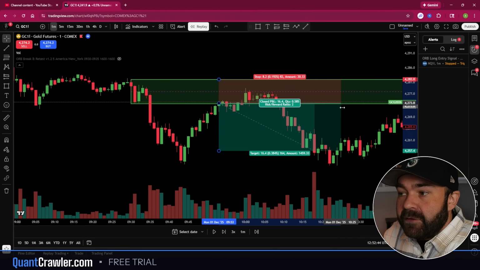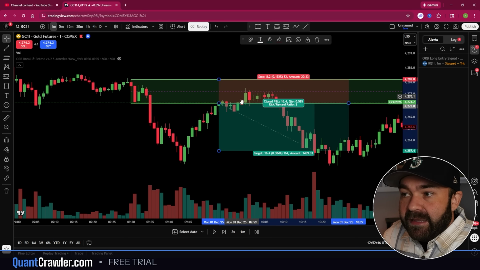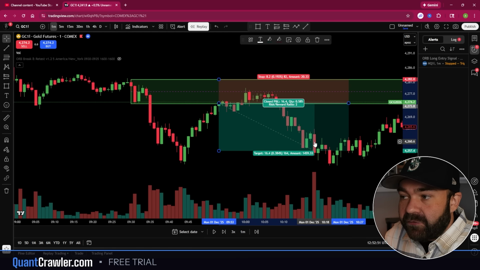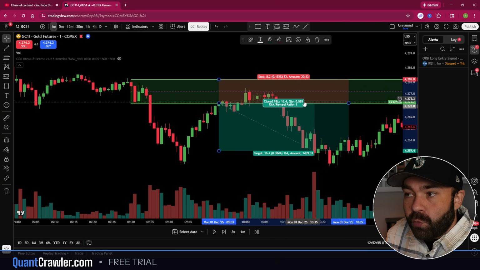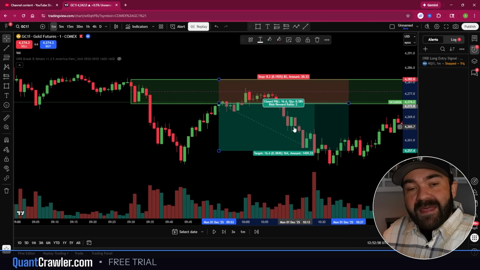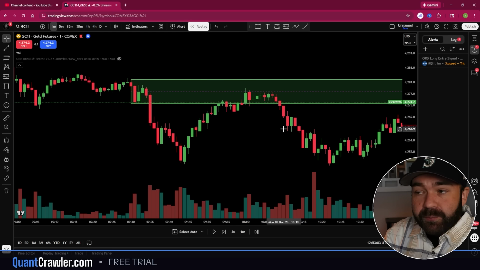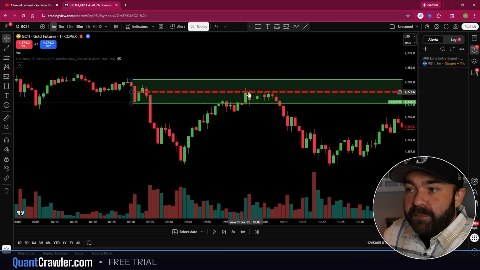You can see here, if you would have done that, it does chop around, but it doesn't hit your stop loss up here. And eventually, right over here, it would hit your take profit and you would have a successful 1 to 2 risk to reward. That's the first way that you can operate this opening range break. I personally wait for a midpoint retest.